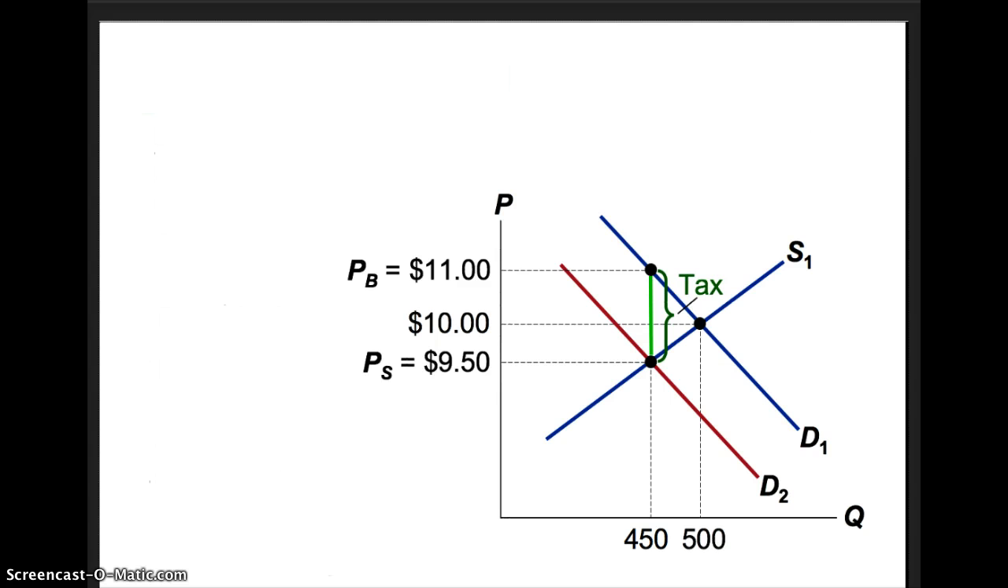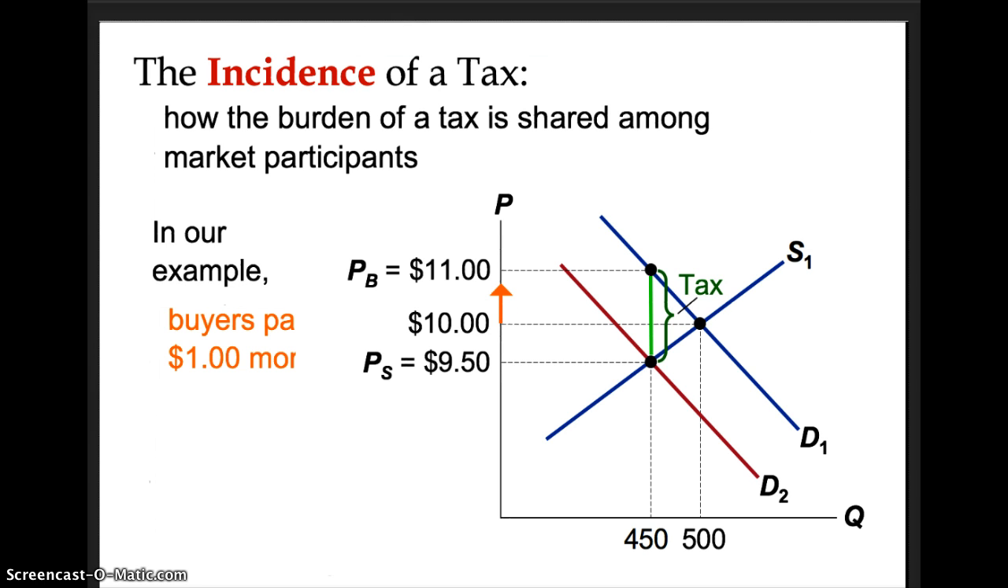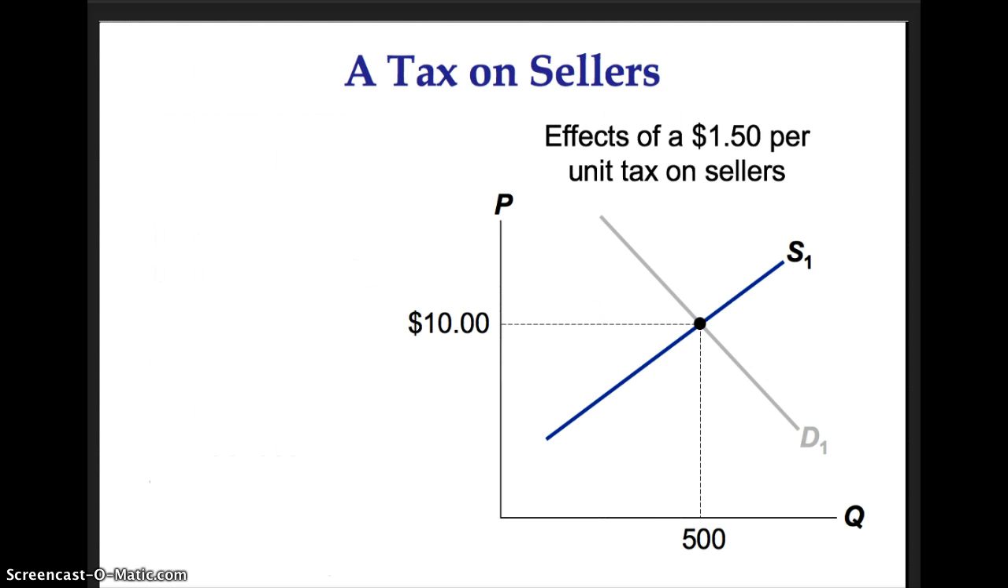The tax incidence is how the burden of the tax is shared among the market participants, the buyers and the sellers. In our example, the buyers pay $1 more compared to the original equilibrium, and sellers get 50 cents less than the original equilibrium. Let's look at the same market but see what happens if the tax is levied on sellers rather than buyers. The tax is still $1.50 per unit.